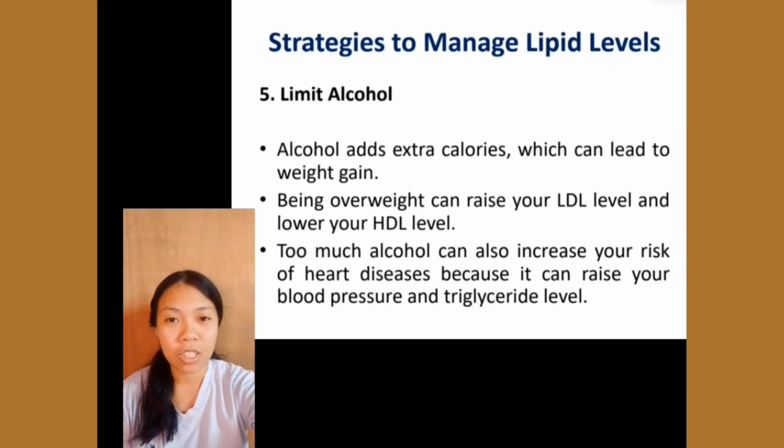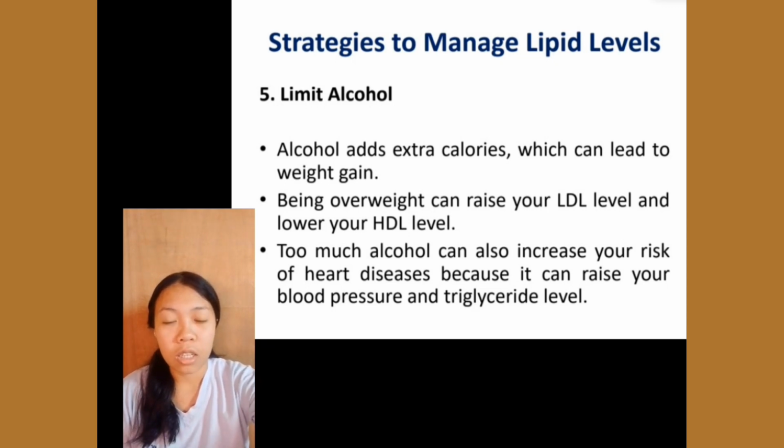Then the fifth strategy is limit alcohol. So alcohol adds extra calories which can lead to weight gain. Being overweight can raise your LDL level and lower your HDL level. Too much alcohol can also increase your risk of heart diseases because it can raise your blood pressure and triglyceride level. So, dapat naka-limitation sa alcohol.